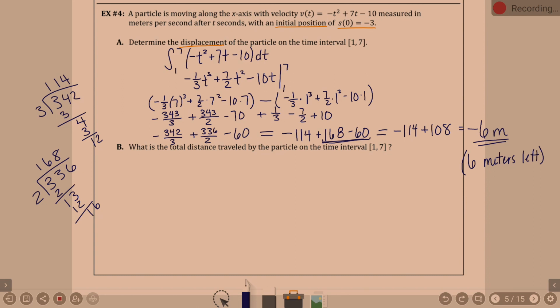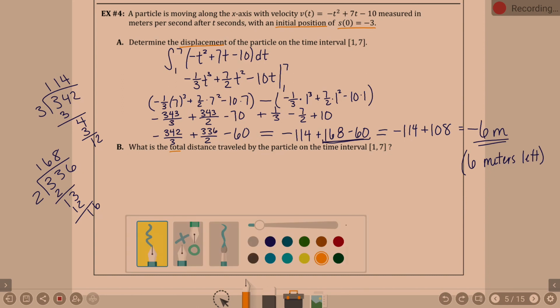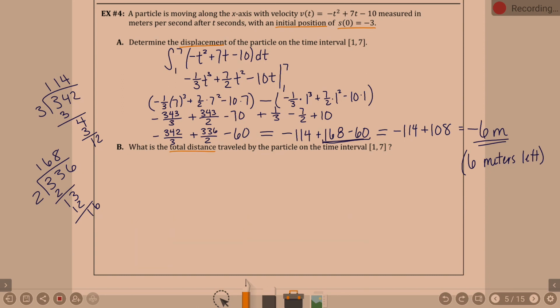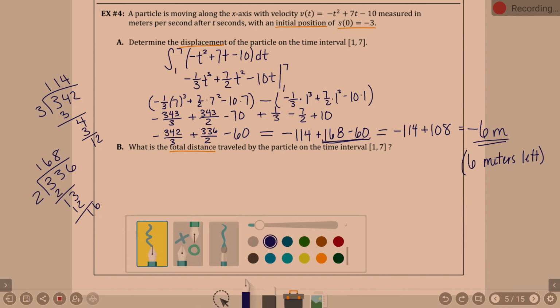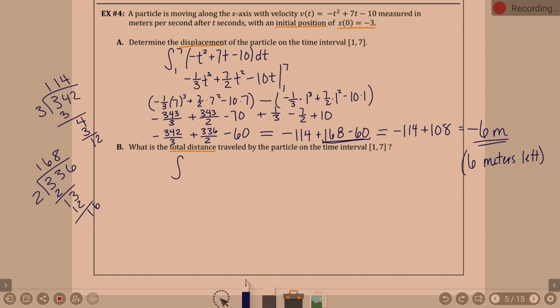What is the total distance? So again, if you go back to page 1 yesterday, we talked about how to deal with total distance. Total distance traveled by the particle on the time interval 1 to 7. Okay, so officially, we have to think about the absolute value. So it's still on the interval from 1 to 7, but we're doing the absolute value of v of t dt.